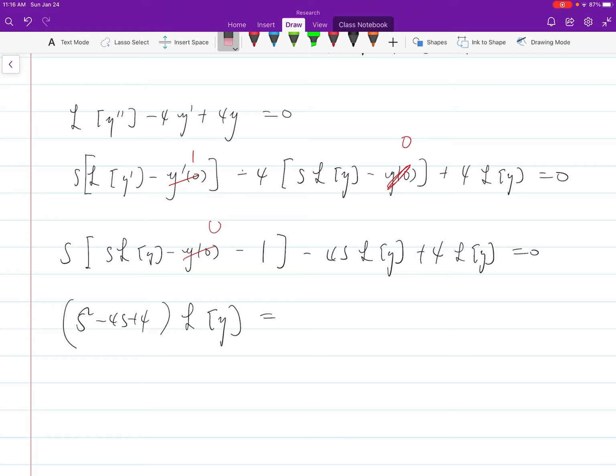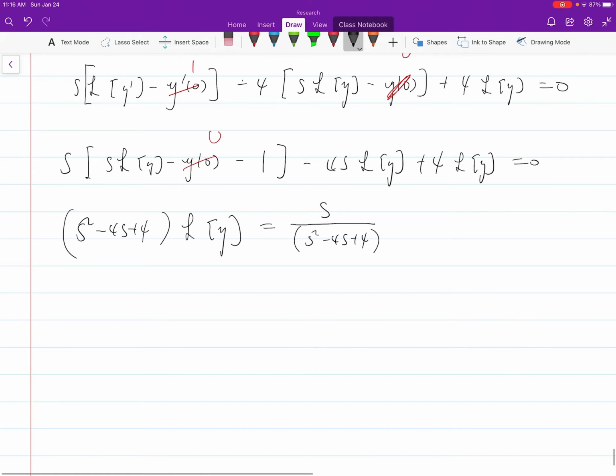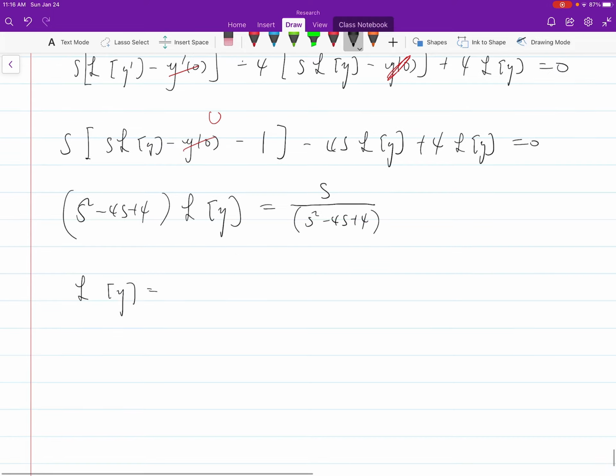Then what do we have? We have s. That's it. All right. So our job is to try to do the inverse Laplace transform. That's it. Okay. So how do we do this?